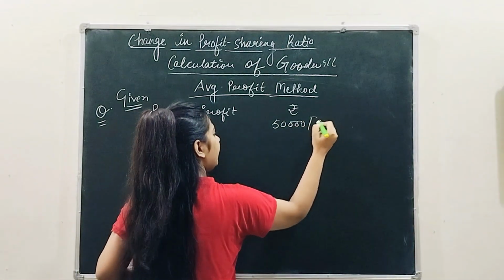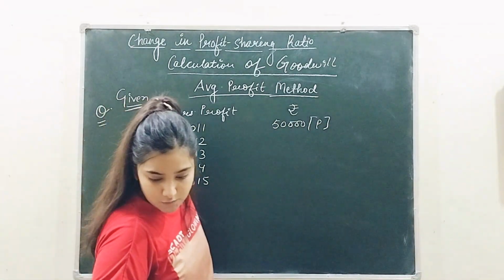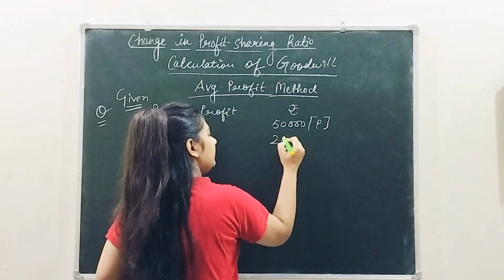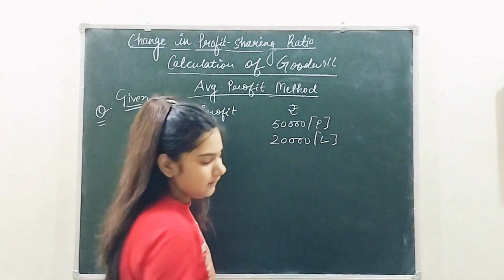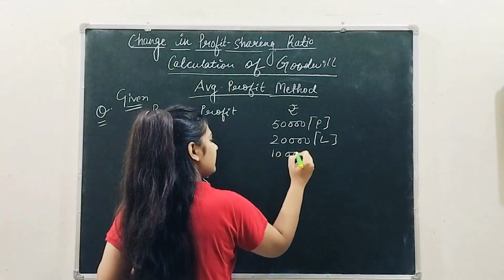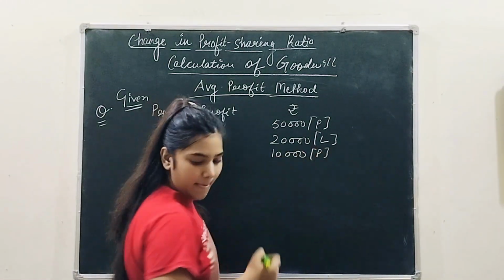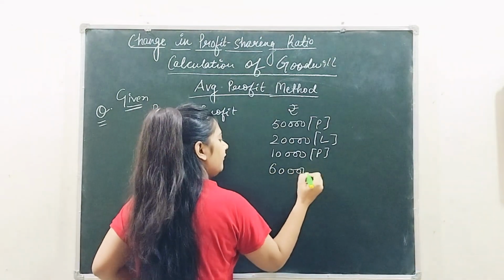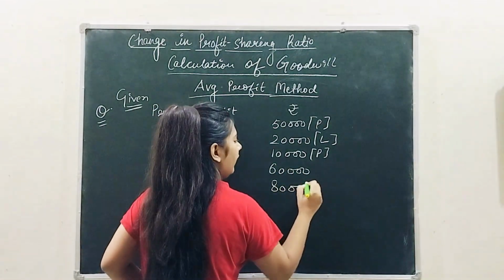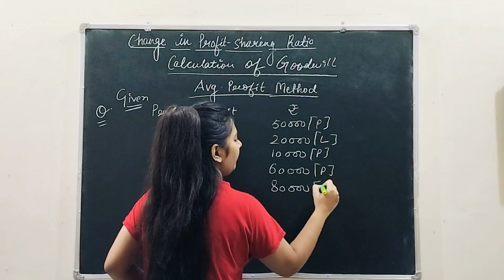For profit, write in the bracket P. Loss for the 2012, 20,000. Write L in the bracket. For 2013, it is given 10,000 as profit. 2014, 60,000 and 2015, 80,000. And both are your profit.